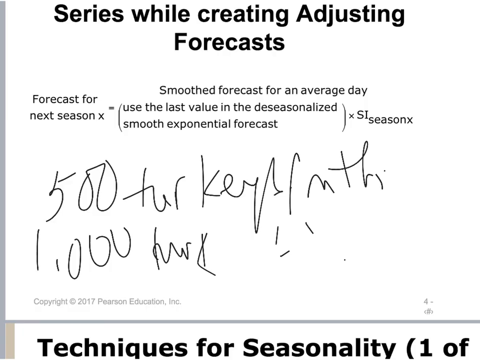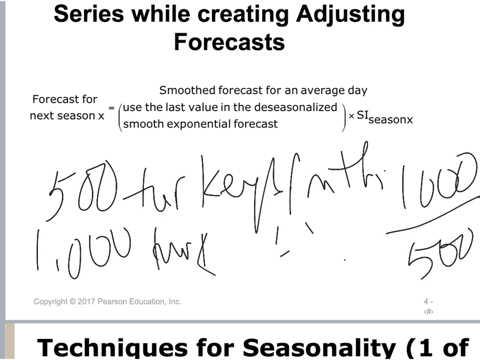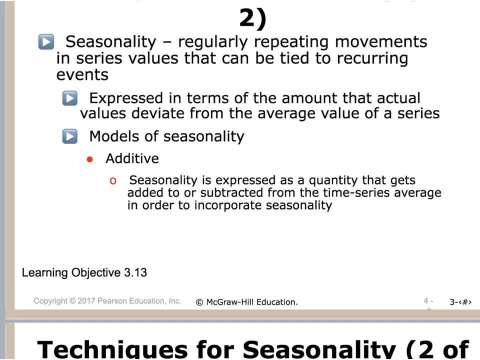To determine your seasonal index, it's the 1,000 turkeys demanded in November divided by the 500, which is your average demand in a normal month, and you get a seasonal index of 2. What that says is that for whatever season, you're going to have 2 times your demand for turkey versus normal. That's all it is. Let's see if we can find another example.